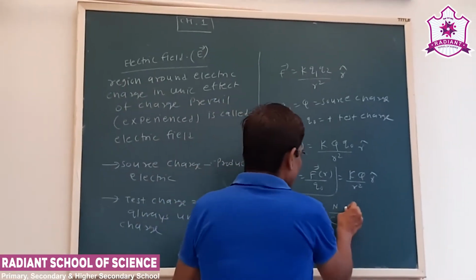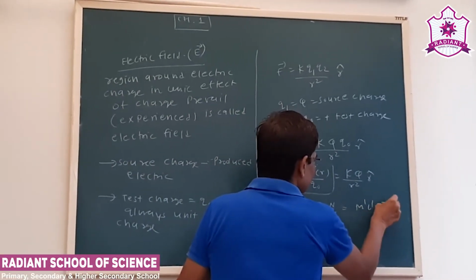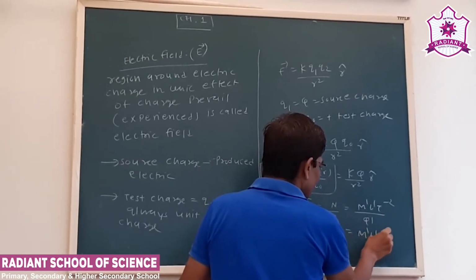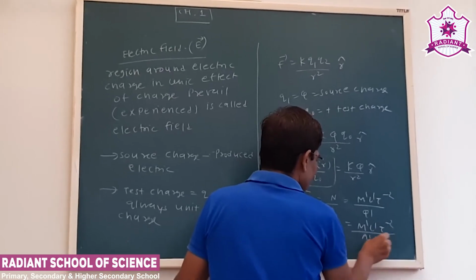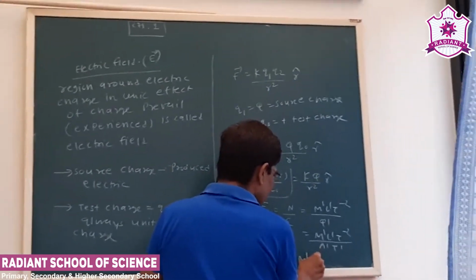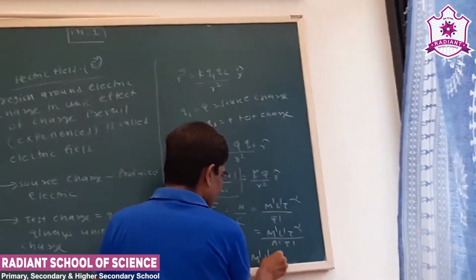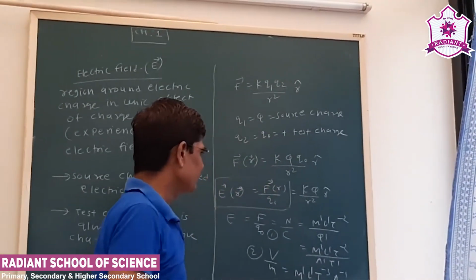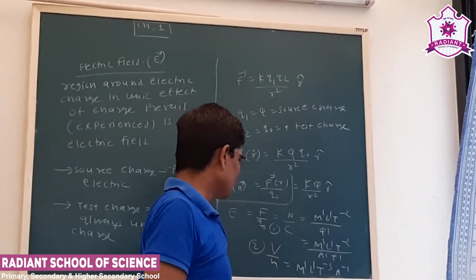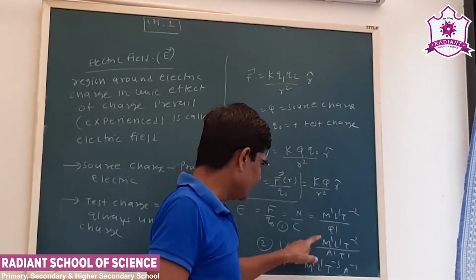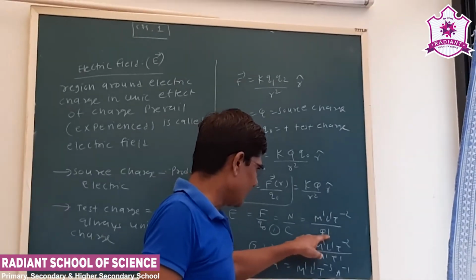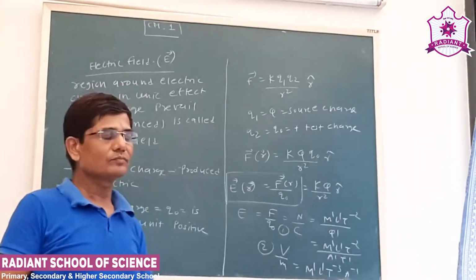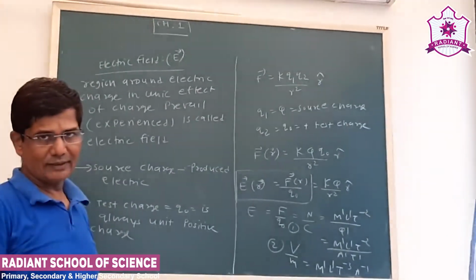Now about the dimension, force is M1 L1 T minus 2, charge is Q is equal to IT, that is A1 T1. That will make M1 L1 T minus 3 A minus 1. Okay, that is nothing but the dimension of the electric field.